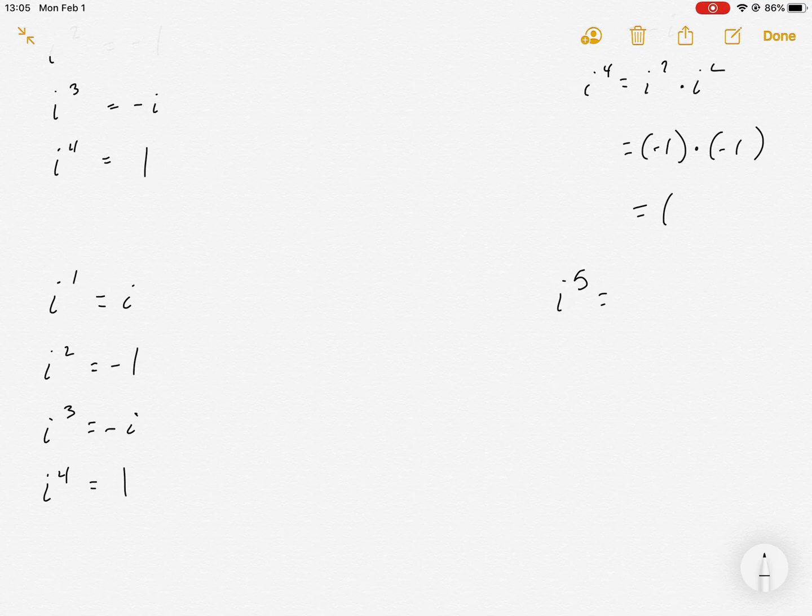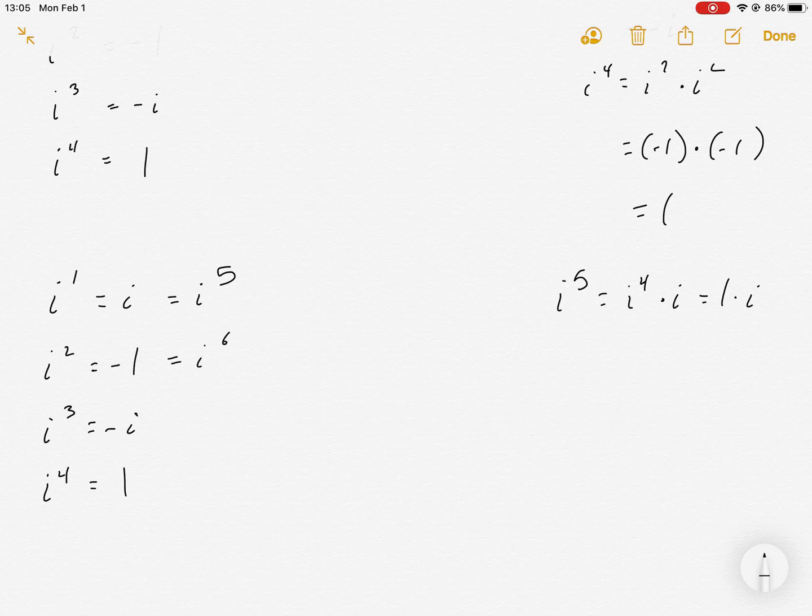So let me make a better table now. If I do I to the power of 1, I get I. If I do I squared, I get -1. If I do I cubed, I get -I. And then I to the 4th is just 1. And now this will repeat, because if I do I to the power of 5, this is the same as I to the 4th times I. Well, I to the 4th is 1. So this actually equals I.